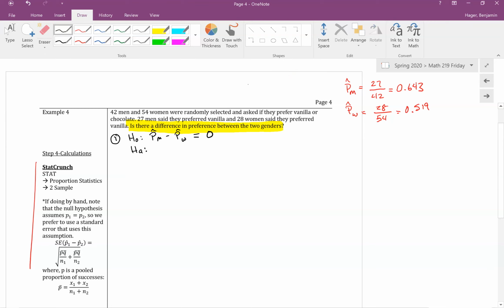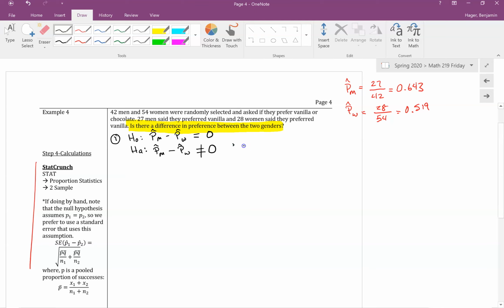We said the alternative is that there is a difference. So if I take the difference between these two percentages, the percentage of men and women that like vanilla, the null is that there's no difference between them. The alternative is that there is a difference, that it's not 0, that there is some distance in between them. They're not the same number.